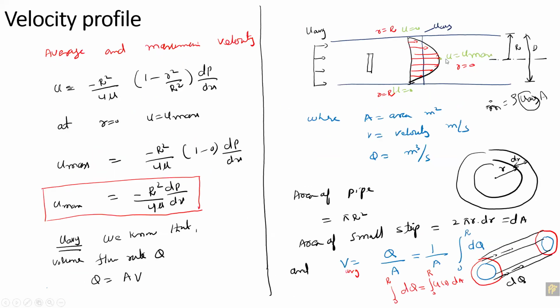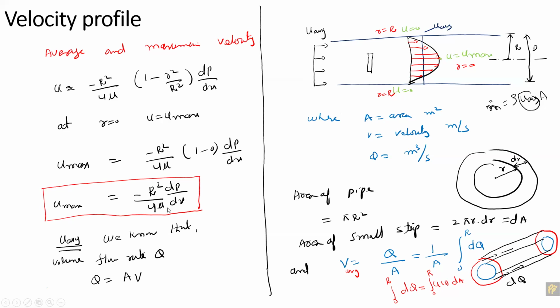So we know that at the center of the pipe, where small r is 0, the velocity is maximum. So I can put this condition that at r = 0, u is equal to u maximum. So u maximum is equal to minus R square upon 4 mu into (1 minus 0), since r is 0. This capital R cannot be 0; it is the radius of the pipe. And with dp by dx, you get u maximum is equal to minus R square upon 4 mu dp by dx.